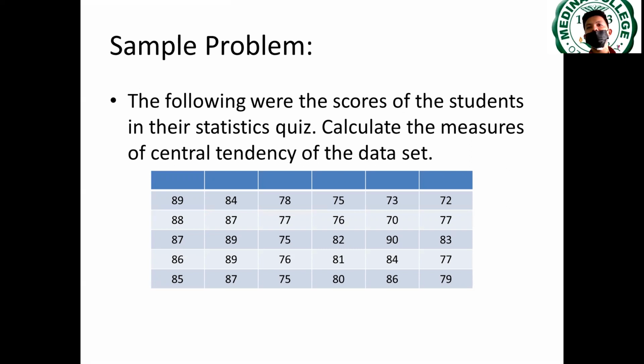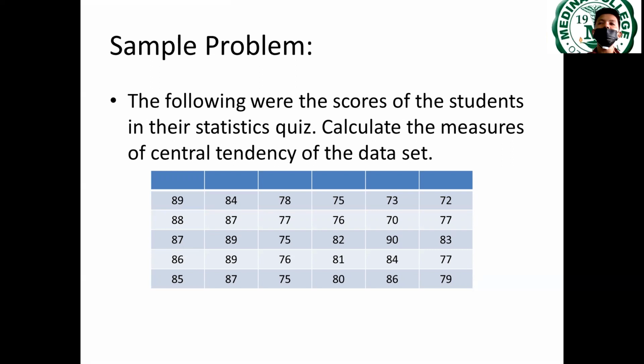So the following were the scores of the students in their statistics quiz. We need to calculate the measures of central tendency of the data set. So the following are the scores. You have 89, 88, 87, 86, so on up to 79. Okay? So the question is, we need to calculate the measures of central tendency of the specific data set.